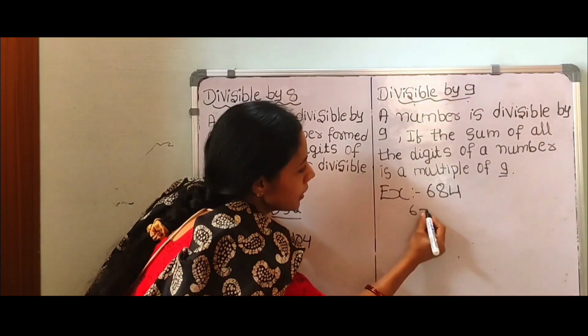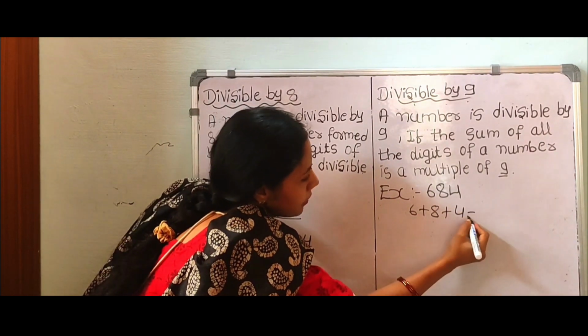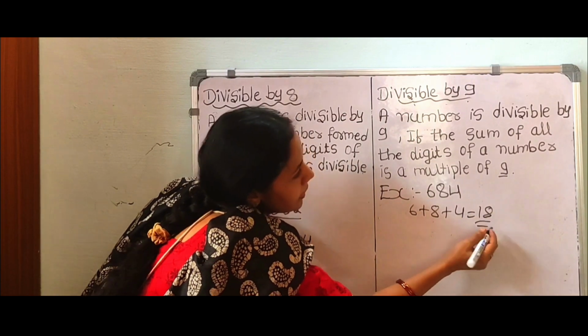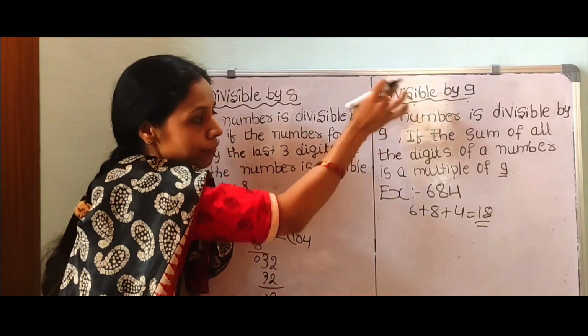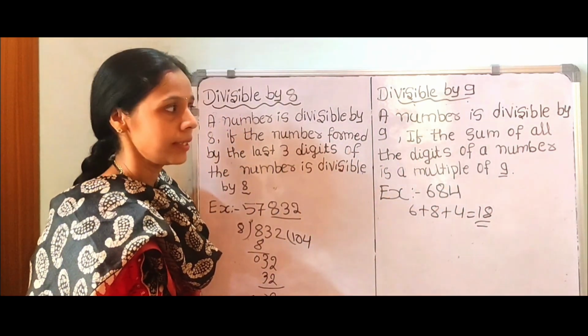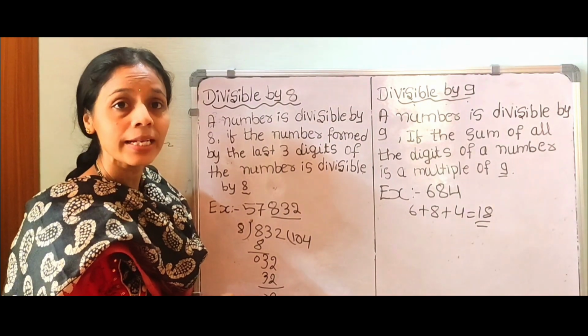Take the sum: 6 plus 8 plus 4. 12 plus 6 is equal to 18. 18 is a multiple of 9. So, this whole number is divisible by 9. This way we can easily identify whether any number is divisible by 9 or not.